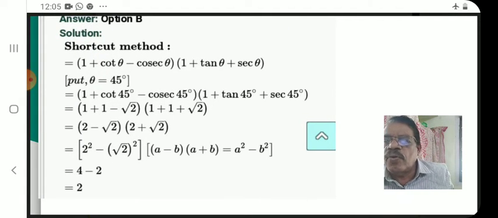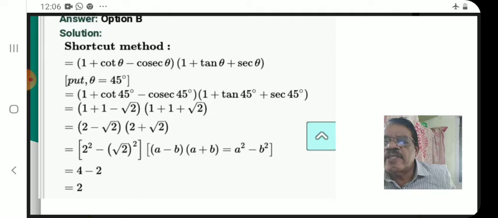Shortcut method. 1 plus cot theta minus cosec theta into 1 plus tan theta plus sec theta. Put theta as 45 degree. That is a shortcut method. In some problems, you can apply this shortcut method. From the column, we saw in the beginning, we get all these values. Cot theta is 1 by tan theta. So 1 plus cot 45 minus cosec 45 into 1 plus tan 45 plus sec 45.